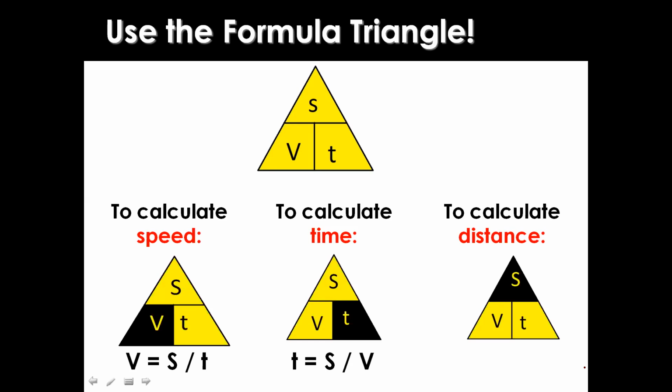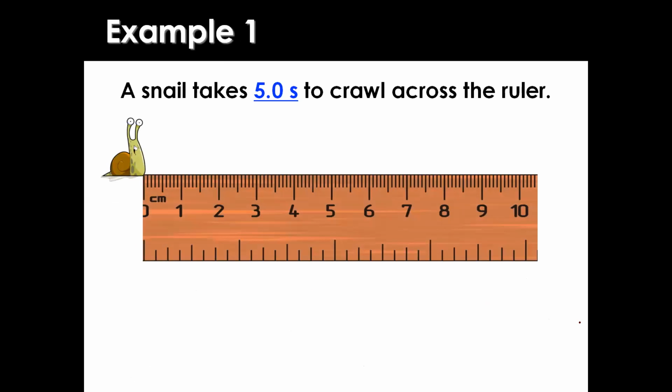Let's come back to speed. By using the formula, we can easily calculate the speed. Let's have a look into some examples, whether we are able to calculate the speed quickly or not. First example: a snail takes 5 seconds to crawl across the ruler. As you can see here, it covers 7 centimeters.